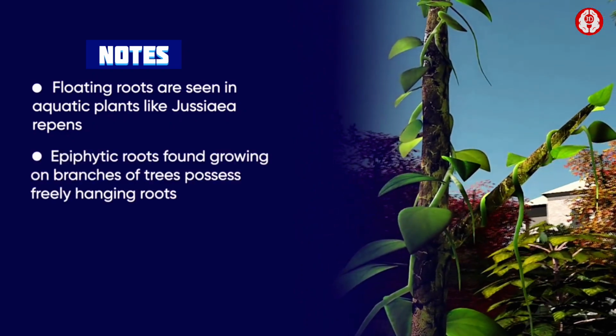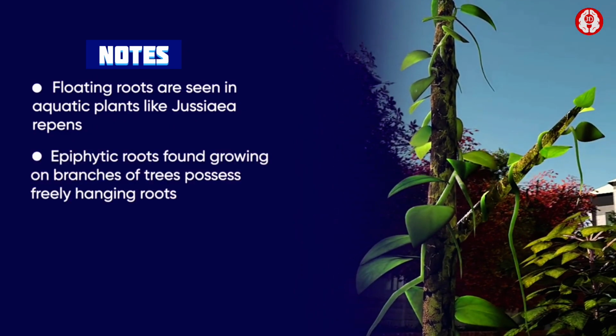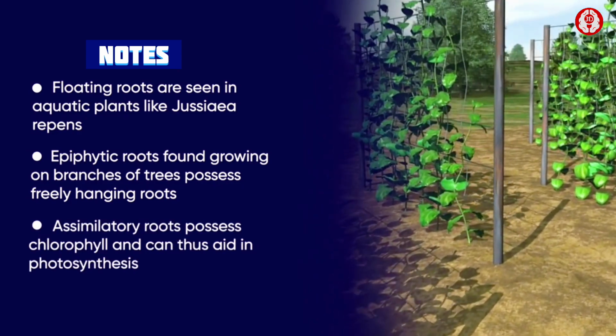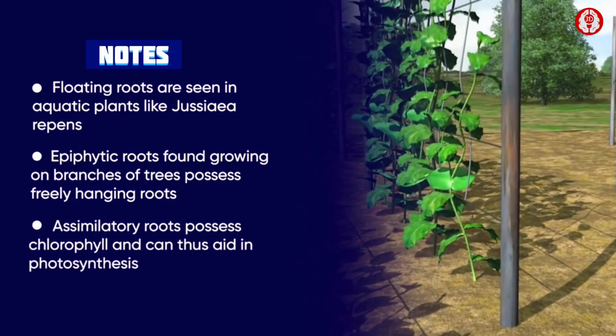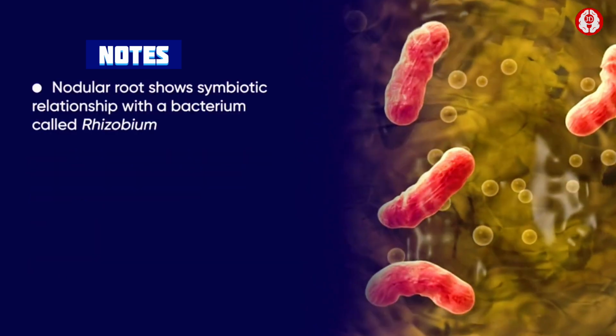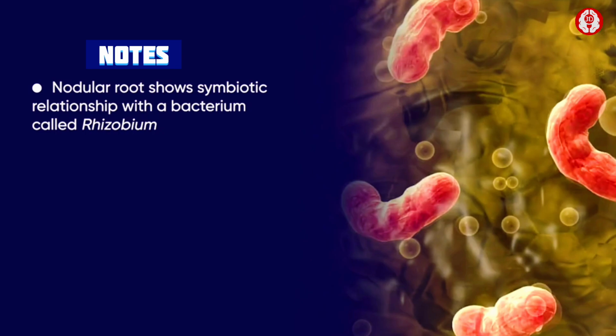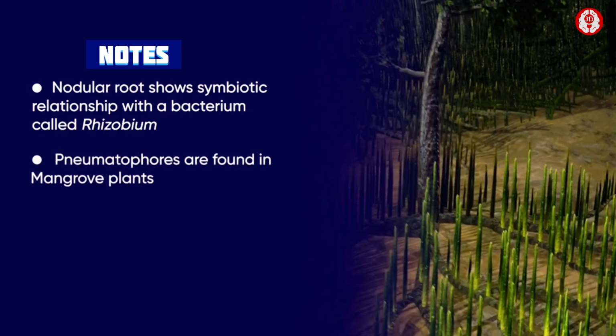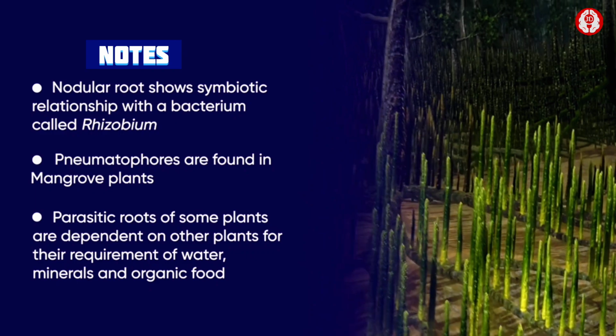Epiphytic roots found growing on branches of trees possess freely hanging roots. Assimilatory roots possess chlorophyll and can thus aid in photosynthesis. Nodular root shows symbiotic relationship with a bacterium called Rhizobium. Pneumatophores are found in mangrove plants.